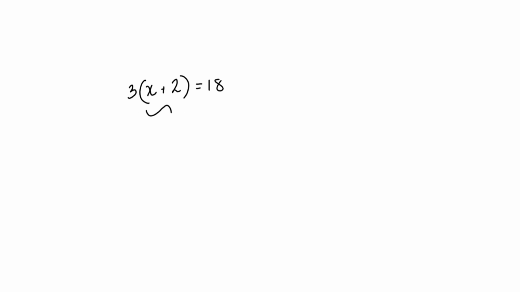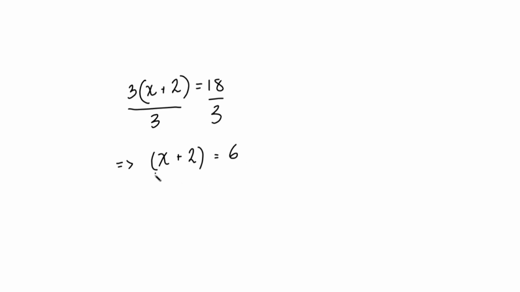So let's get rid of this. First we're going to divide out the 3, because that was the most recent thing done. We're going to divide by 3 on both sides, because this is multiplication, so we want to do the opposite operation, which is division. When we do that, we get x plus 2 is equal to 18 divided by 3, which is 6.